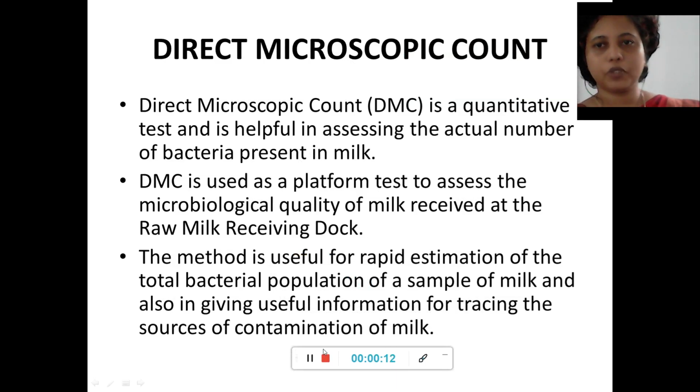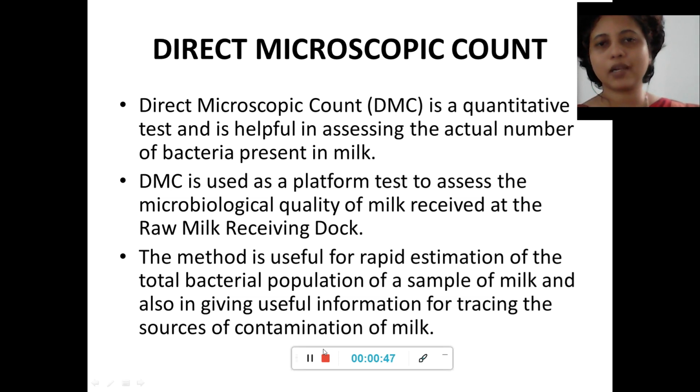So now let's talk about the direct microscopic count. Direct microscopic count is a quantitative test and it is helpful in assessing the actual number of bacteria present in the milk. It is a platform test where the microbiological quality of the milk is received at the raw milk receiving dock, and it is a very rapid method. It helps in the estimation of the total bacterial count of the population of the sample of a milk, and it is also used in tracing the sources of contamination of milk.